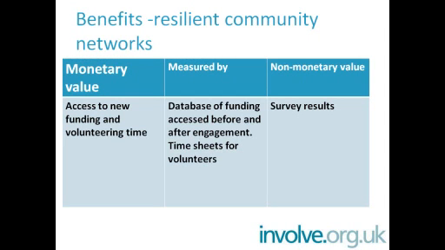So let's look a little at how you measure some of these benefits. One of the benefits we might want to look at is resilient community networks. If we're talking about increasing community resilience, making communities more self-sufficient, how do we find out about its monetary value? Well, one way is to look at a proxy measure, because you can't really measure a resilient community in itself: is the community accessing more funding and volunteering time? You could do a benchmark study and then look at how much funding community groups are raising, how many people are volunteering, and how much. With a database of funding access before and after engagement, and timesheets for volunteers, you can actually start to put a proxy measure to how much money has come in.